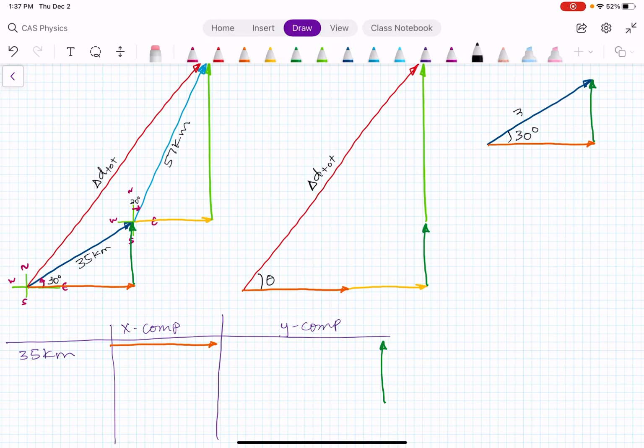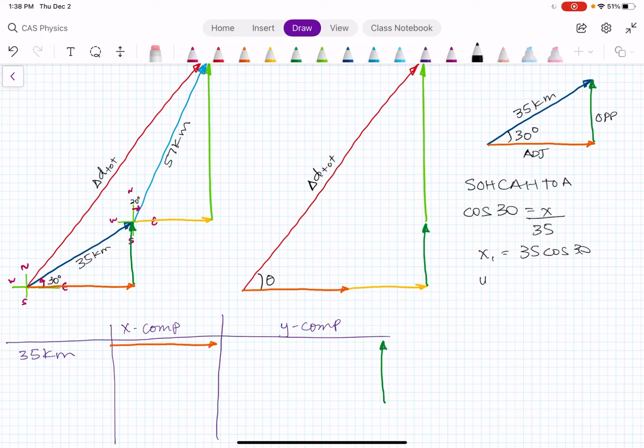I know this is 35 kilometers. So in order to find the x and the y components, this is the adjacent side, this is the opposite side. So if you think about it, looking at my SOHCAHTOA, what do we know here? Well, we know that the cosine of 30 is equal to the adjacent, which is the x component, over the hypotenuse, which is 35. So to find the x component of the first vector, I'm going to say 35 cos 30.